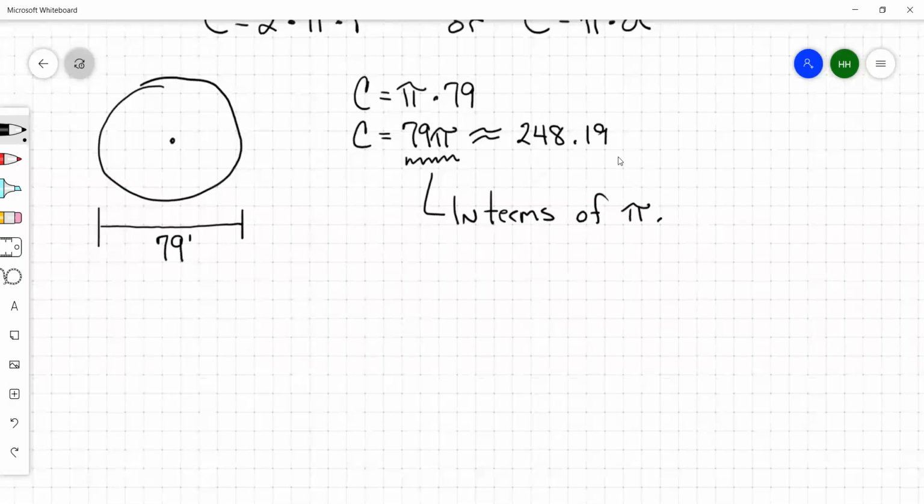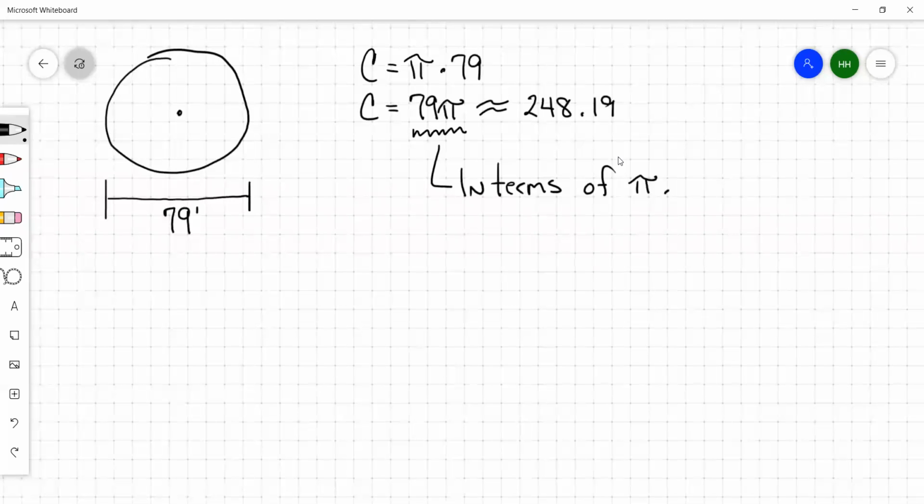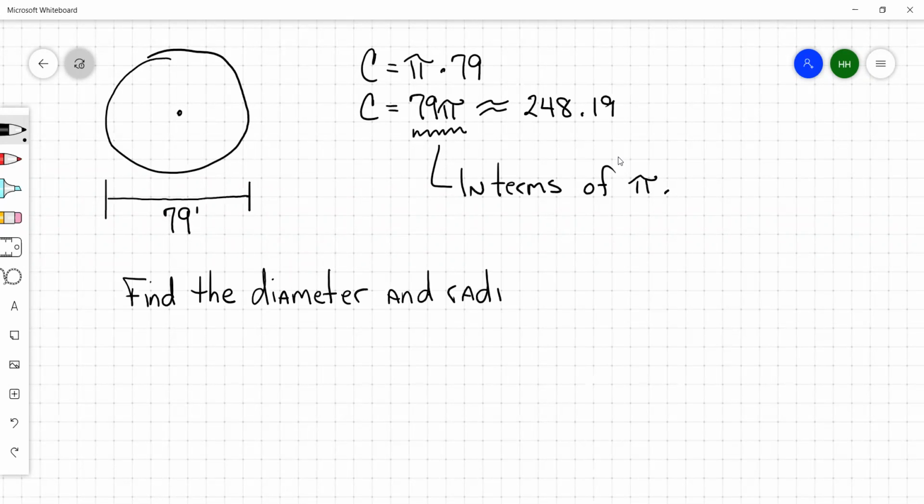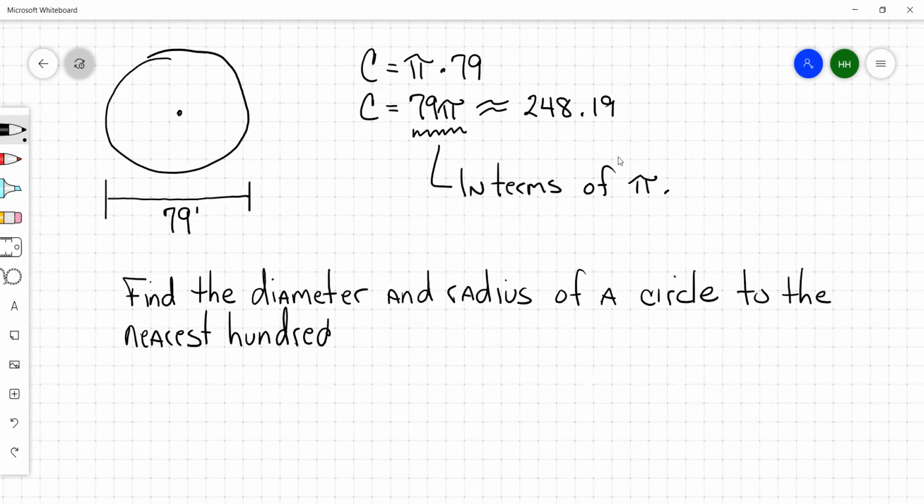All right, so let's say you are given this information, or you're asked to find the diameter and radius of a circle, to the nearest hundredth, with a circumference of 106.4.